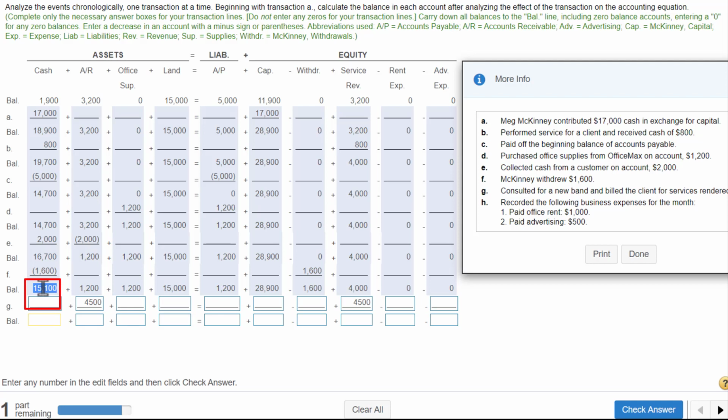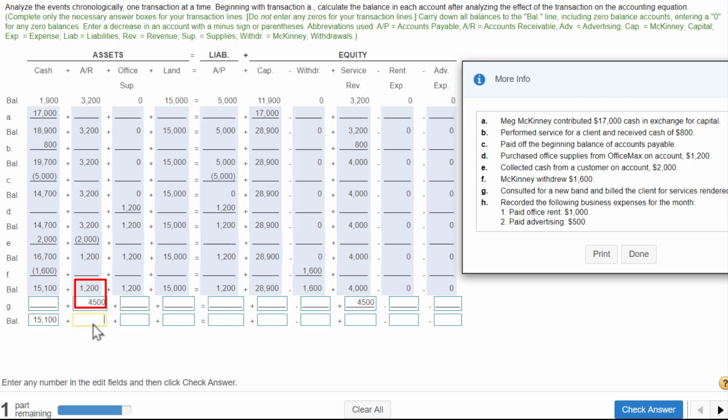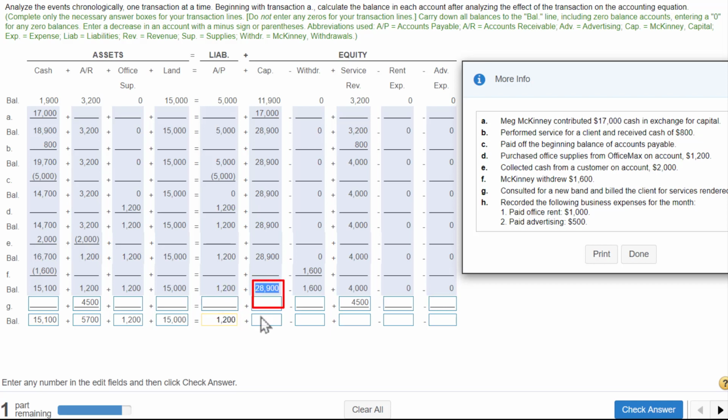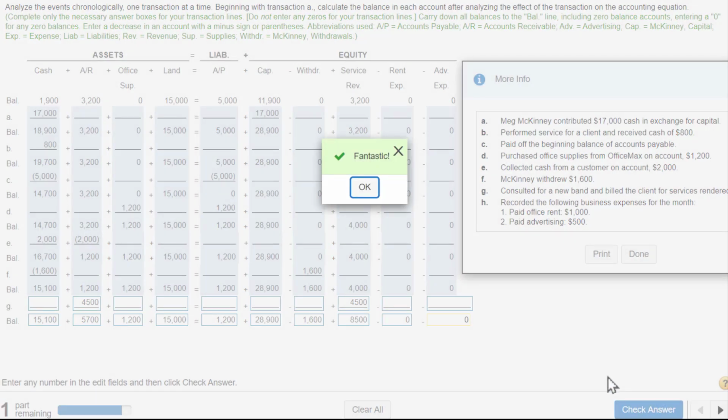So $15,000 of cash plus 0 is 15,000. Let's see, 1,200 plus 4,500 gives us what? 5,700. And then we've got 1,200 plus 0 is 1,200, 15,000, 1,200, 20,900, 1,600. So 4,000 plus 4,500. We now have revenue of 8,500, but no expenses. How unrealistic. No expenses. It'd be nice to have a business with no expenses. Fantastic.